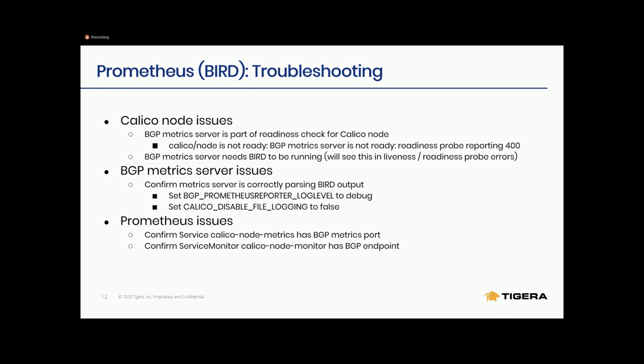When you're troubleshooting issues, we have a readiness check for the BGP metric server that's part of Calico Node. If we can't talk to the BGP metric server, Calico Node will report that it's unhealthy with an error of 400. Additionally, if you're trying to troubleshoot the BGP metric server, you can specify the log level to debug, and then you can turn on file logging. It's kind of a double negative, like with your classic Active Directory group policies, but it's Calico disable file logging set to false, which means turn on file logging.